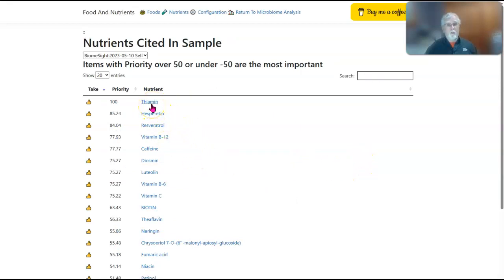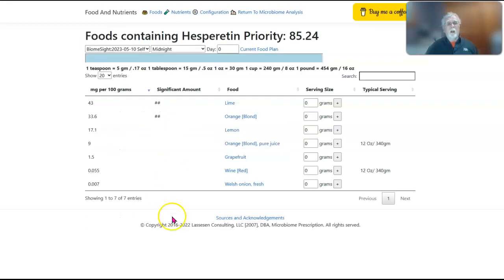Thiamine is available as a supplement, which means that is what I would suggest you do. Number 2 is hesperidin. Let's click here, and we now see what is richer. We have blonde orange, and we have lime, and we have lemon. So those are things you probably may want to do.